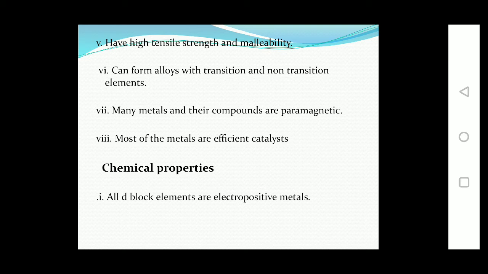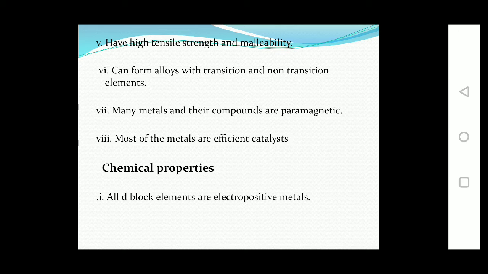One more typical property shown by these elements is that they form alloys with transition and non-transition elements. That means they form alloys with themselves as well as with non-transition elements. Many of the metals and their compounds are paramagnetic. This property we have seen in detail. Again, many of the metals are efficient catalysts, so catalytic properties are again typically shown by these metals. So these are the physical properties shown by these elements.